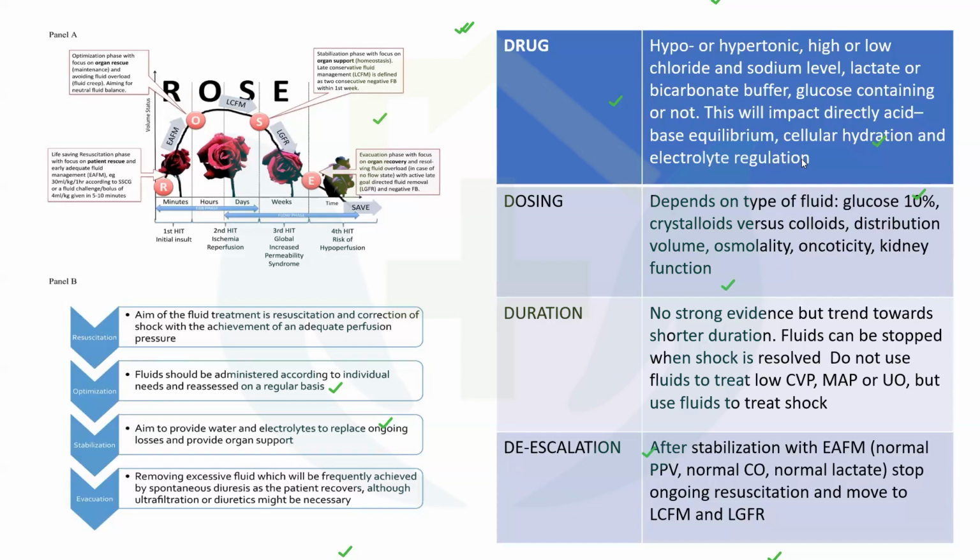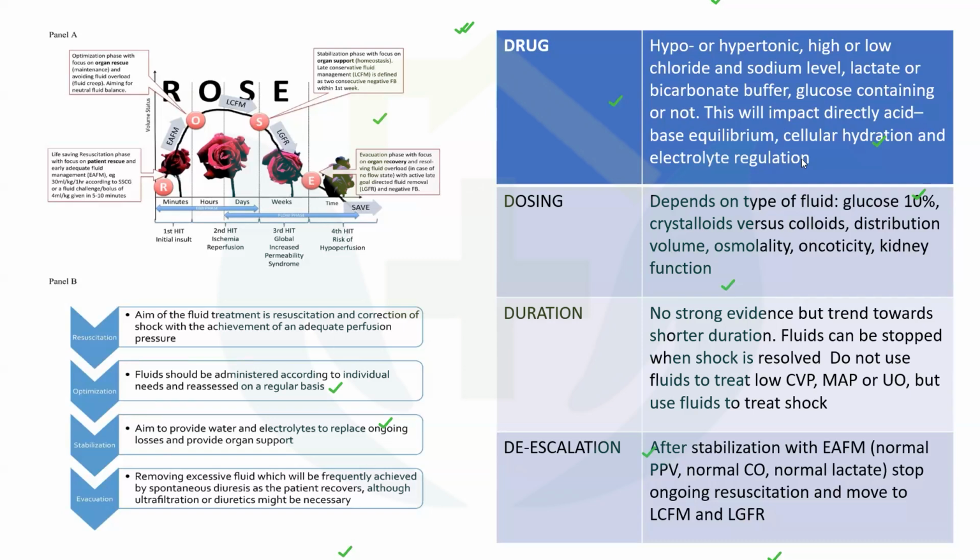Now, duration. How many days will we go with this? Fluid can be stopped when shock is resolved. Do not use fluid to treat low CVP, MAP, or urine output, but use fluid to treat the shock. When there is a need, we have to give fluid. When there is no need, then do not give fluid. So there is no strong evidence for a trend towards shorter duration.